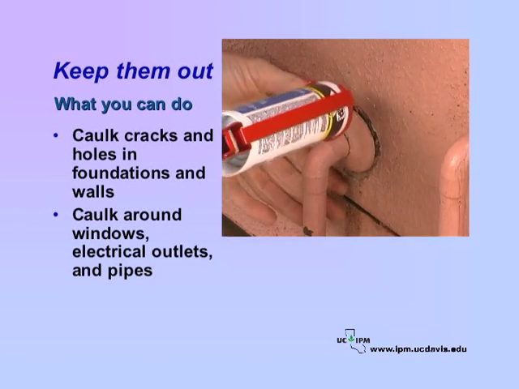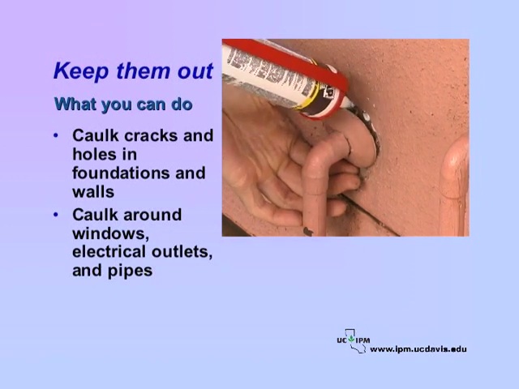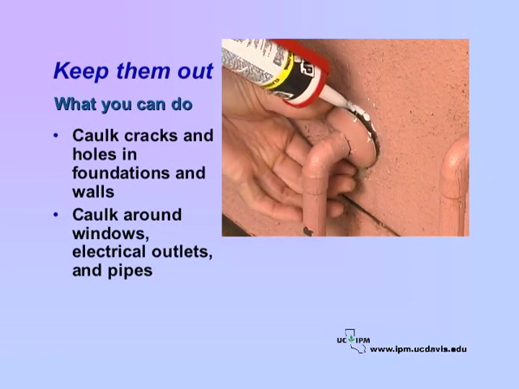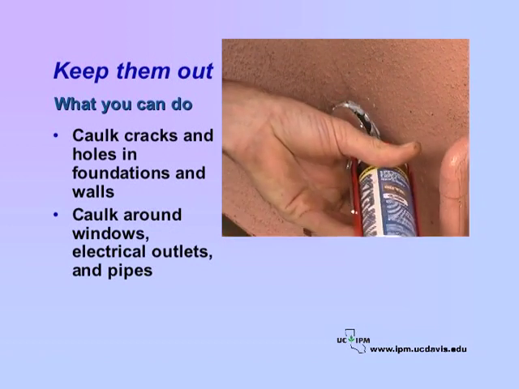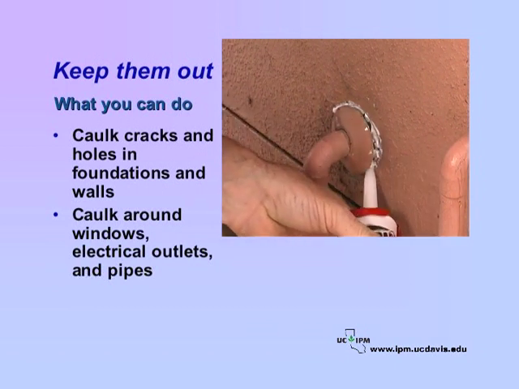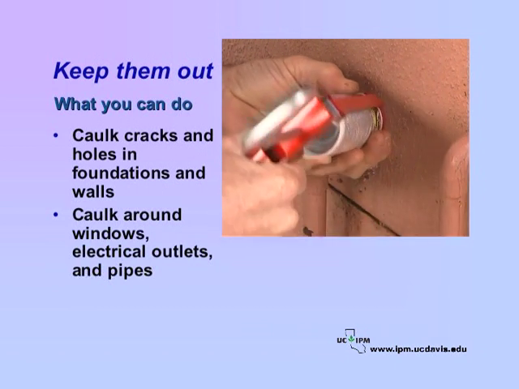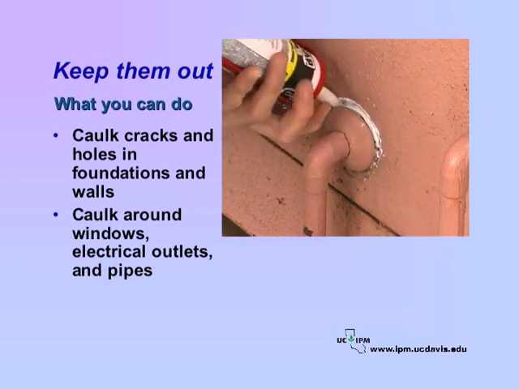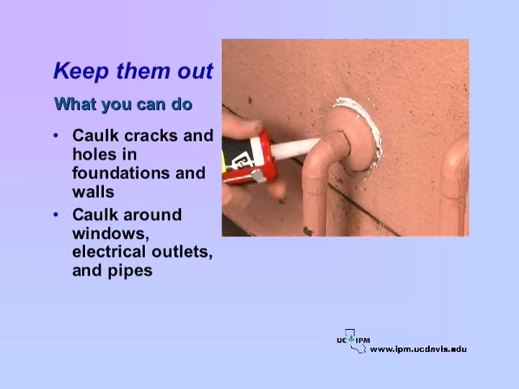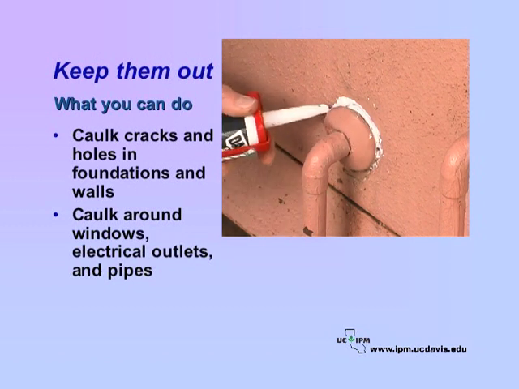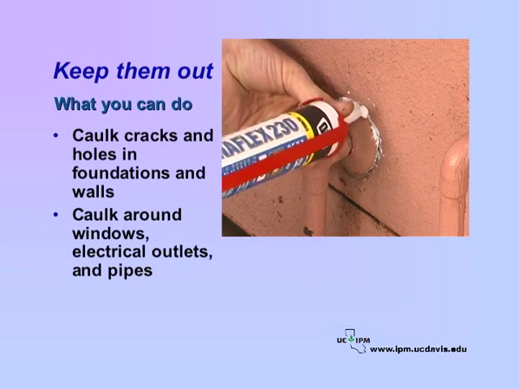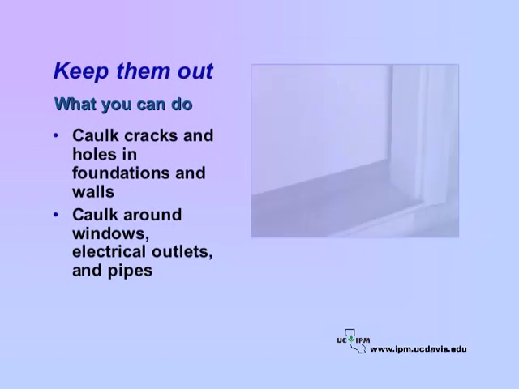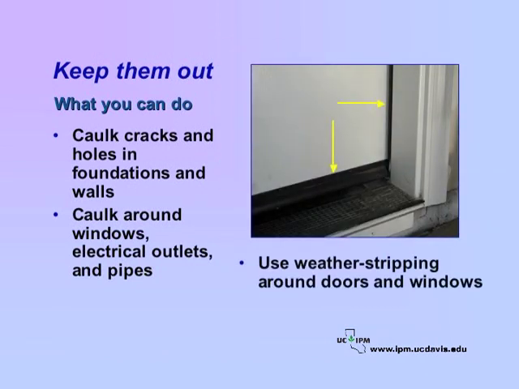On this pipe, we're going to try to seal the whole thing, the whole beauty ring, onto the wall with a bunch of caulk behind here to stop the ants from getting into this pipe. Use weather stripping around doors and windows. These methods must be combined with others for good ant control.